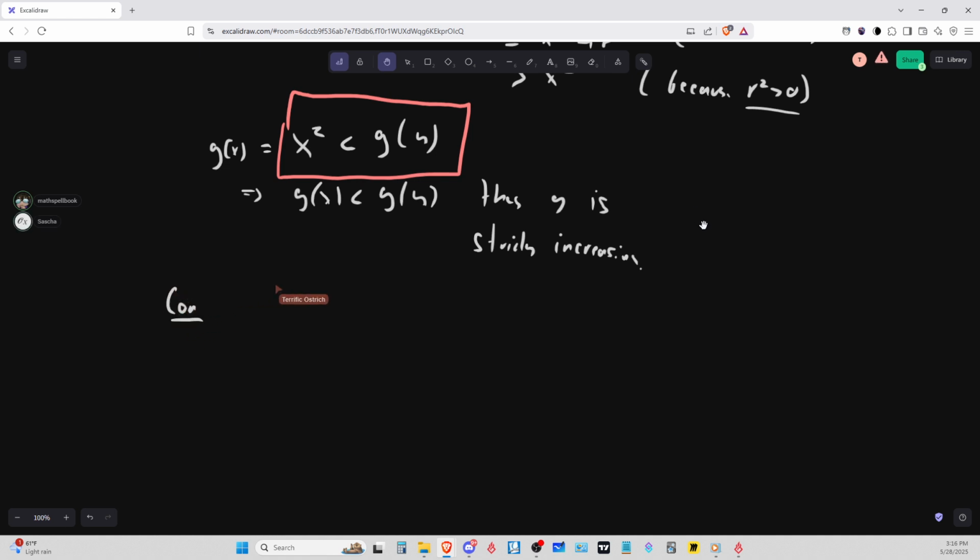And as a corollary of that, we have that f is also increasing, because f of x is just equal to g of x minus 2, right? And the minus 2, a constant, doesn't change the fact that the function is increasing or not. So f is also increasing. Okay. All right.